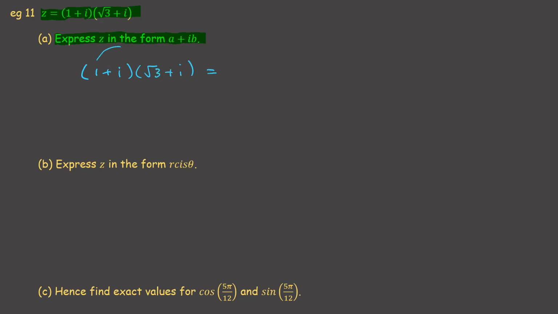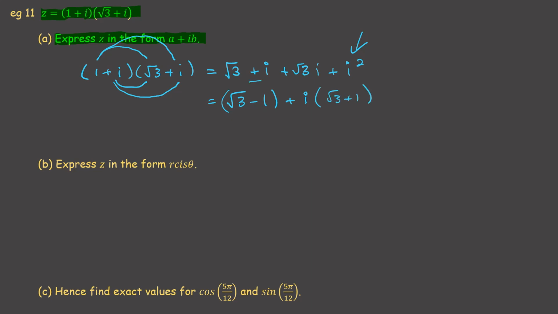Expanding out, that gives me √3 + i + √3i + i², which is √3 take away 1, the minus 1 coming from the i² here, plus i(√3 + 1). That's just factorising the middle two terms there. Okay.